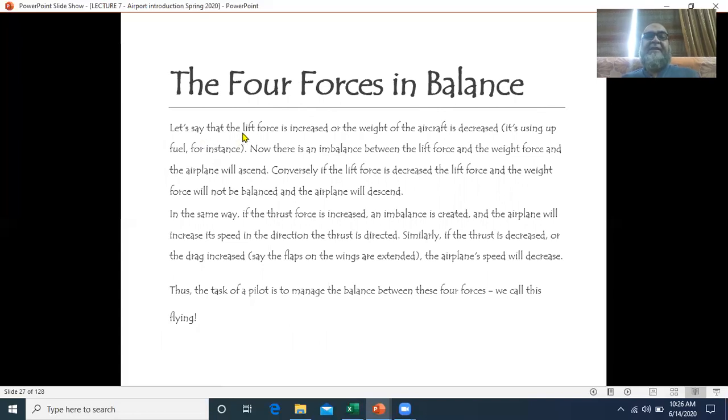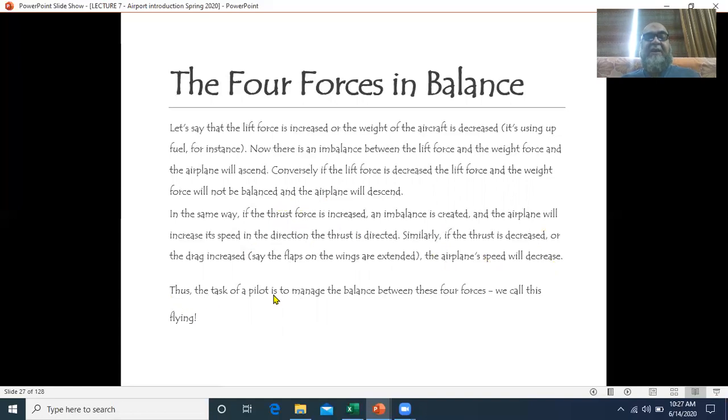Now, let us say that the lift is increased or the weight of the aircraft is decreased, as it is using up fuel, for instance. Now there is an imbalance between the lift force and the weight force, and the airplane will ascend. Conversely, if the lift force is decreased, the airplane will descend. In the same way, if the thrust force is increased, the airplane will increase in speed in the direction in which the thrust is directed. Similarly, if the thrust is decreased, the drag increases, so the airplane speed will decrease.